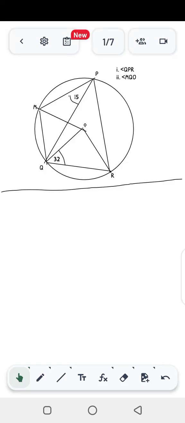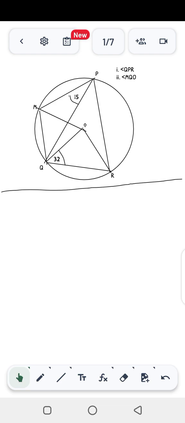We want to solve question number 2, which is on circle theorem. So in the diagram, O is the center of the circle. Angle OQR is 32 degrees. Angle MPQ is 15 degrees. We want to calculate angle QPR and that of angle MQO. So let's see how best we can solve this problem on circle theorem.